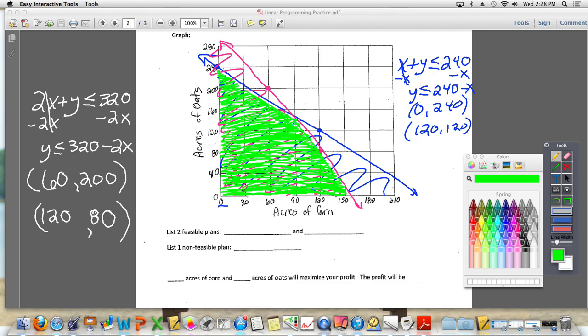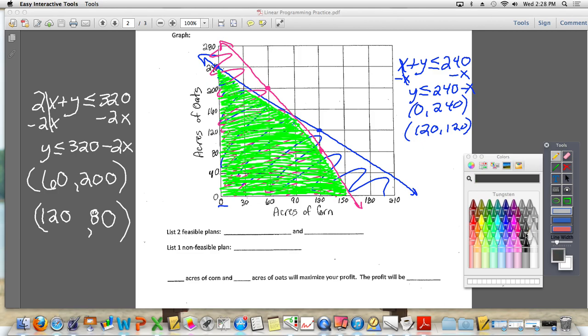And when you're done shading, you'll recognize that you get kind of a weird looking shape. Would you guys agree? It's kind of an awkward looking shape. I don't even know what you would call that. A quadrilateral. Has 4 sides. What I want you to do right now is circle all of the corners of your shape. Circle the corners of your shape.